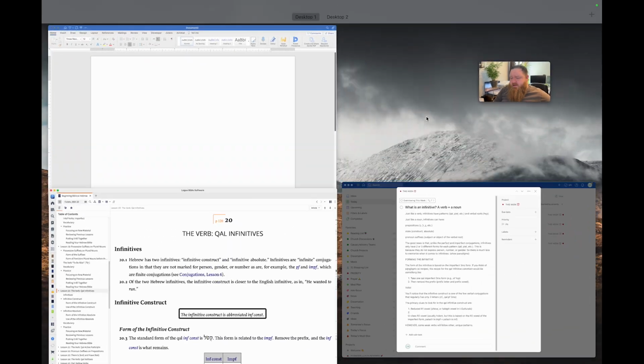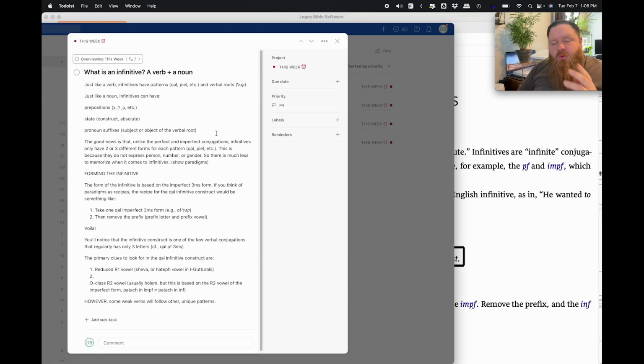So let's look at the infinitive section here. Let's talk about what an infinitive is. An infinitive is basically a verbal noun. It is a noun in its function, but it has a verbal idea behind it. And so just like a verb, infinitives will have patterns. They have the Qal infinitive, and we will learn about the Piel infinitive and the Hifil infinitive and the Nifal infinitive. They have patterns just like verbs do, and they have a verbal root.